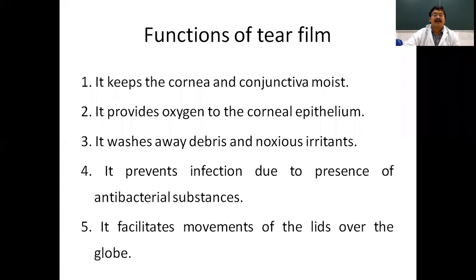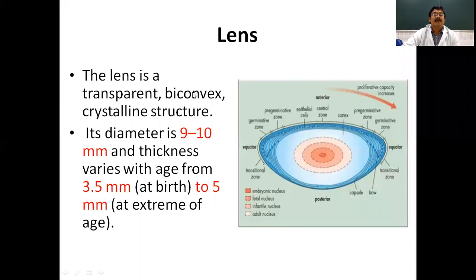It prevents infection due to the presence of lysozyme enzymes and lactoferrin. It has antibacterial action. It facilitates the movement of the lids over the globe. The next structure is the lens. It is a transparent and biconvex crystalline structure.